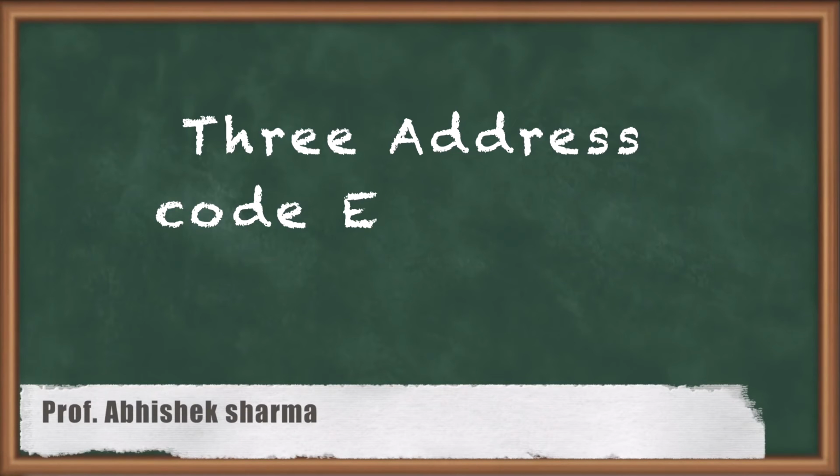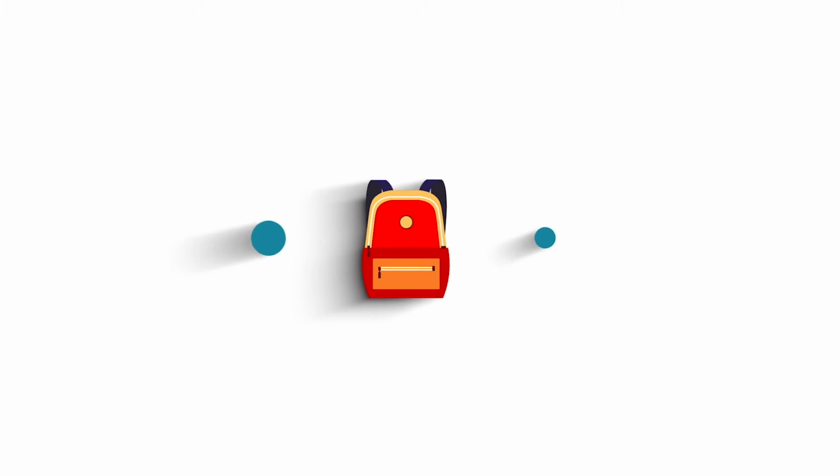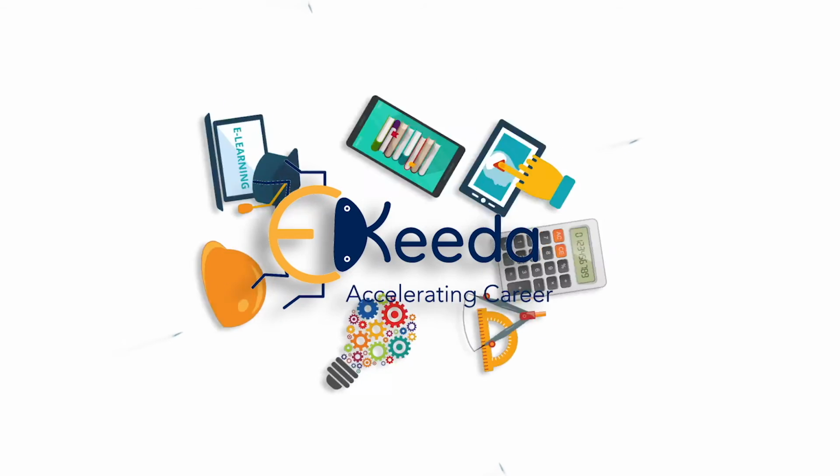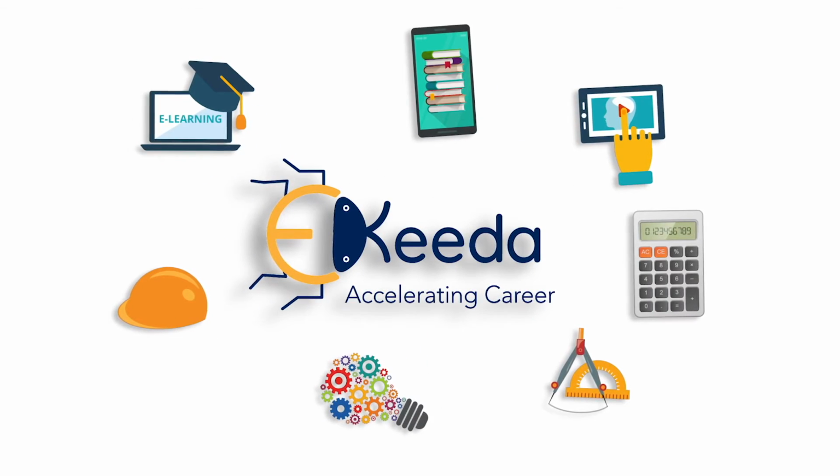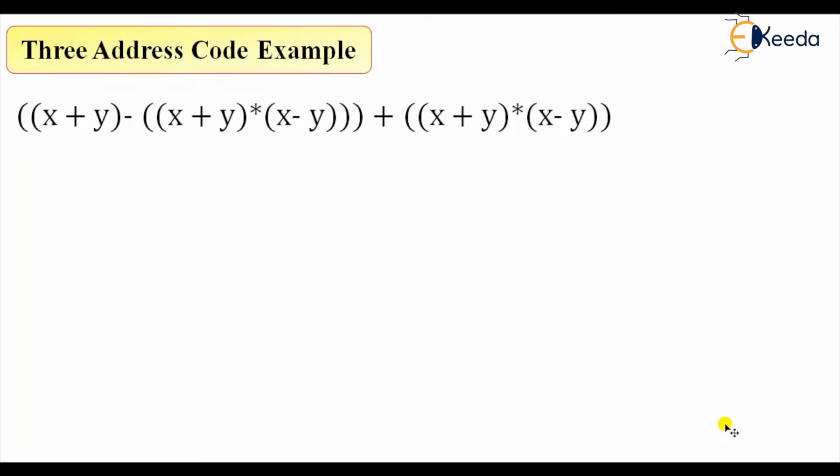Hello friends, in today's class we are going to talk about example 1 for 3 address code generation. Okay, so here this is another example of 3 address code, and here we are having only this binary operator. So we will start generating more and more temporary variables.